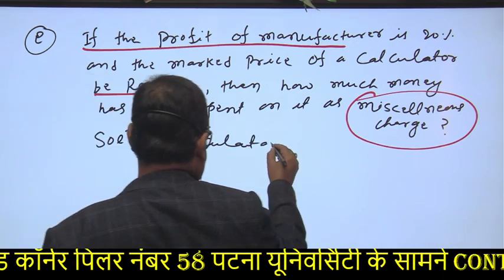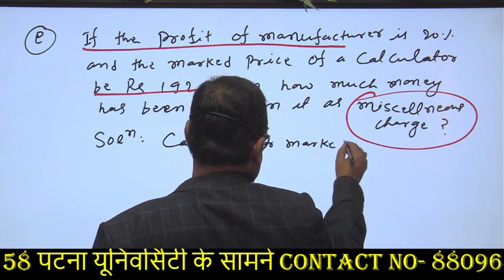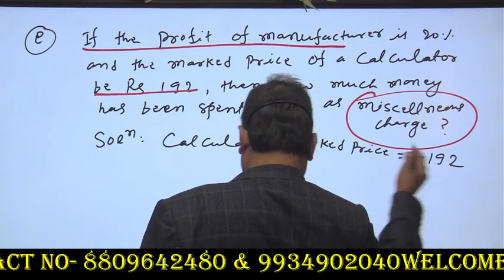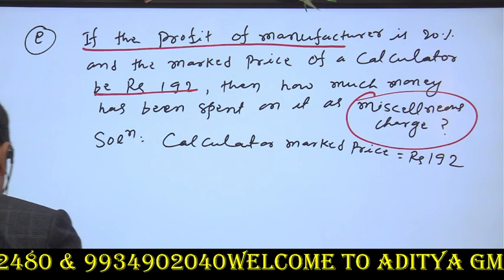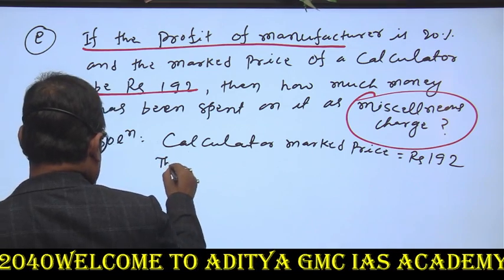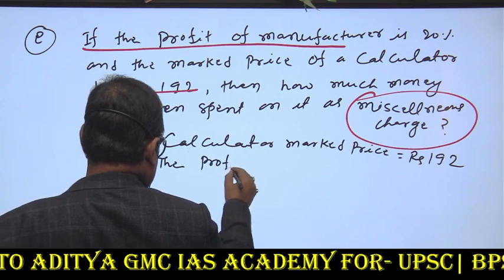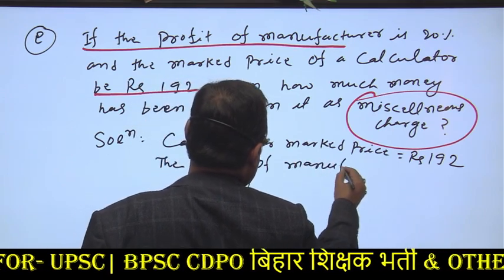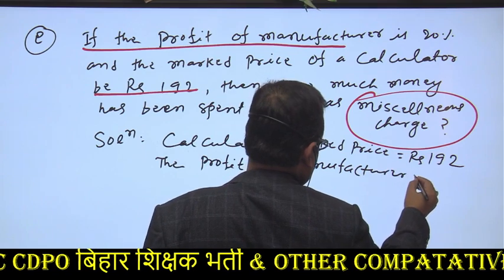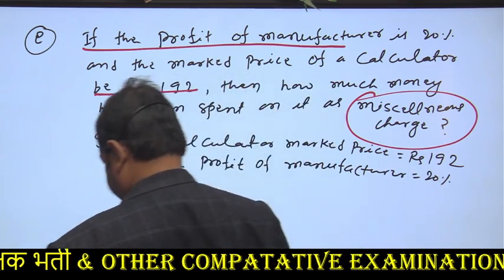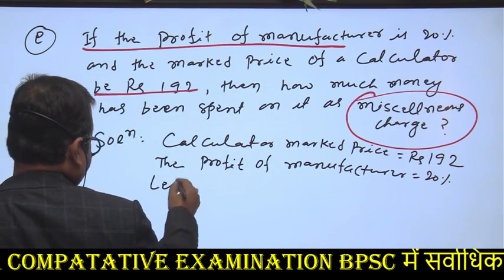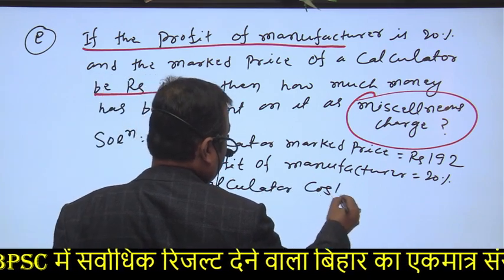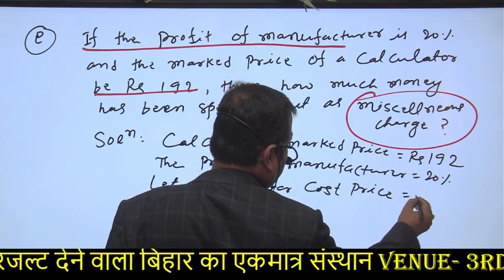Calculator marked price Rs 192, the profit of manufacturer 20%. Let calculator cost price equals Rs X.